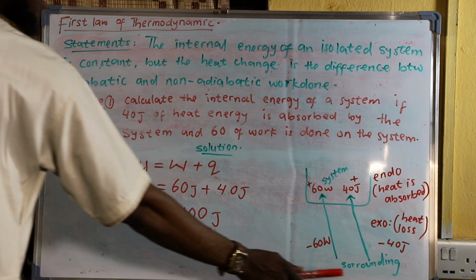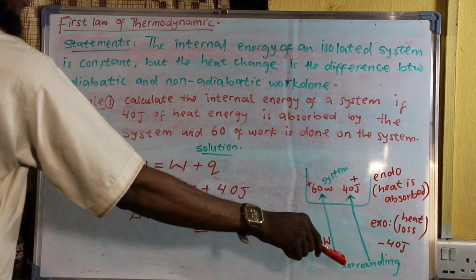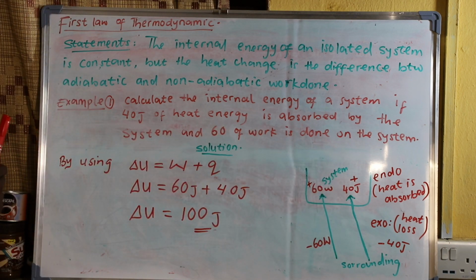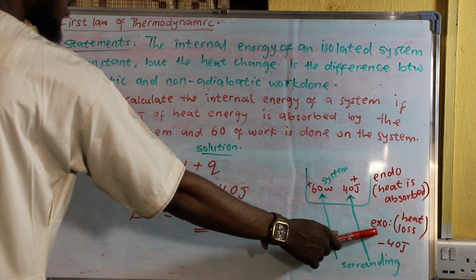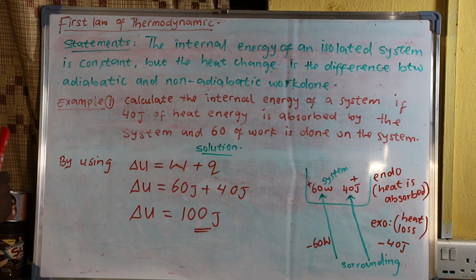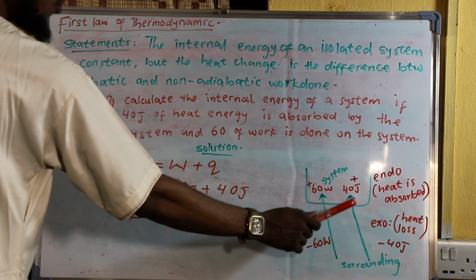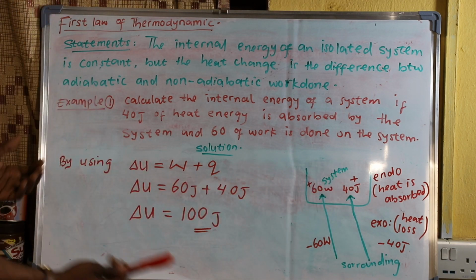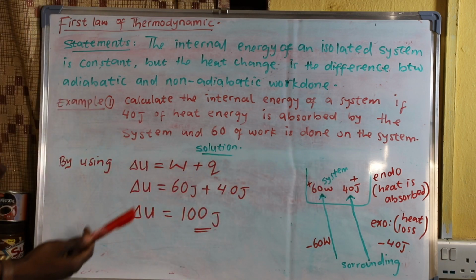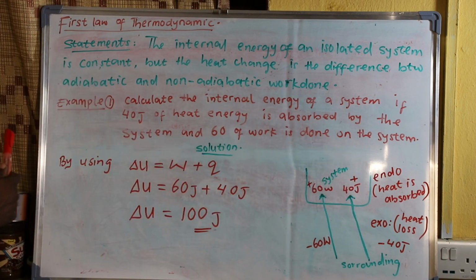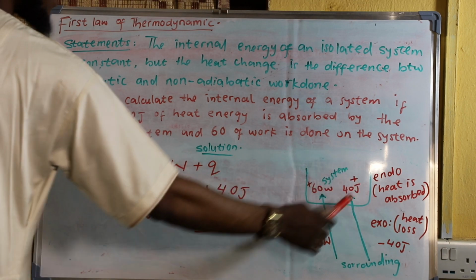And 40 joule of heat is absorbed by the system. This means the surrounding loses 40 joule. When heat energy is lost, or radiated from the surrounding to the system, we call the process an exothermic process. And when the system gains or absorbs the 40 joule of heat, we call this process an endothermic process.